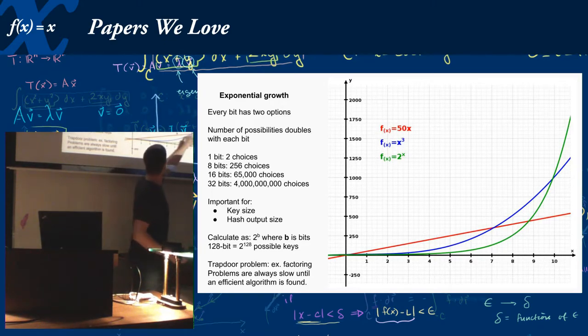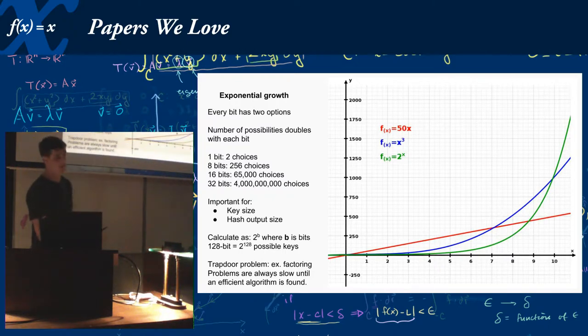As you get up to like 10, you're talking like 1,500. And then once you get up to something like 32 bits, you get like 4 billion choices. And it just goes up from there. A 128-bit key is like more choices than any computer can ever count.